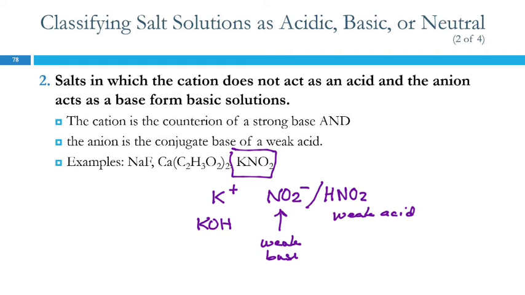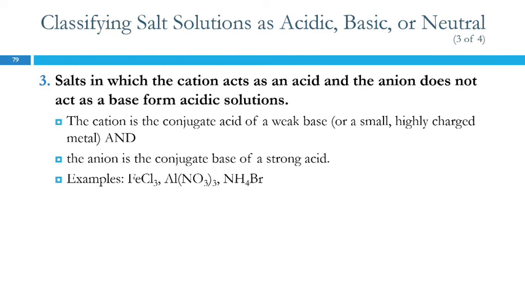So I think general strategy is just take the two ions apart and look at each of them separately. Here's one where the cation acts as an acid, the anion does not act as a base. Let's look at this guy. Take the ions apart.